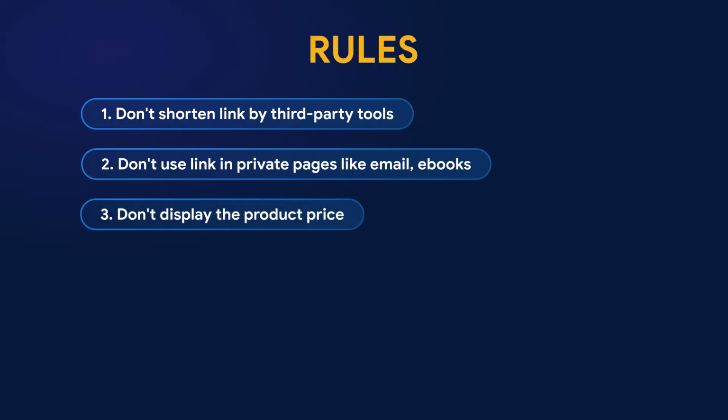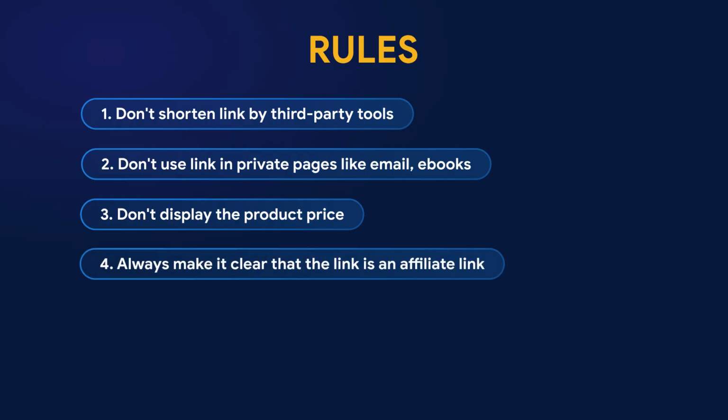Don't display product prices. For example, in comparison or introduction posts, instead of mentioning the price, you should talk about the main features, because product prices on Amazon may change. If customers buy the product at a different price than what you mentioned, they might feel deceived. Always disclose that it's your affiliate link so that customers are aware.